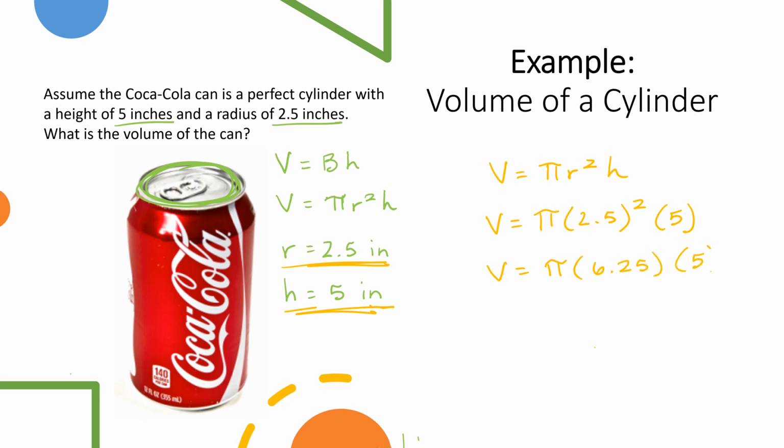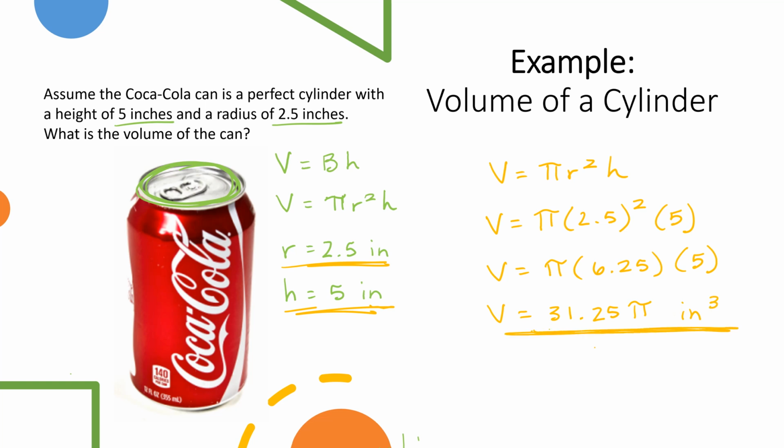And then everything that we have here is multiplication. I recommend that you multiply your numbers first and leave pi as a symbol. So we have pi times 6.25 times 5. 6 and 25/100 times 5 is 31 and 25/100. And then we're still multiplying by pi, so we have V equals 31.25 pi. And this is in inches cubed.